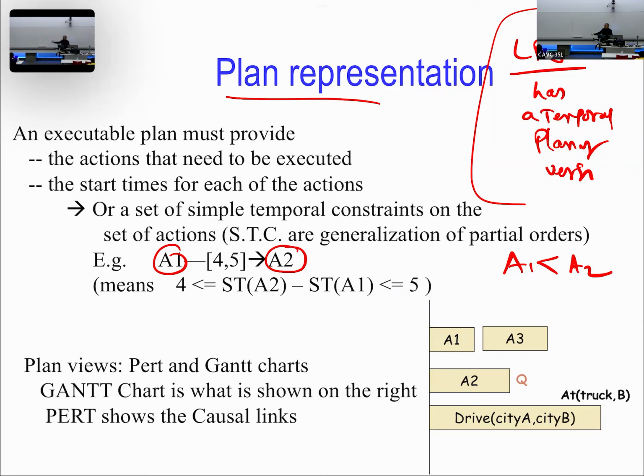You see what I'm saying? It is coming afterwards. But many a time you say, well, between 3 to 15 minutes after A1's start, you should start A2.